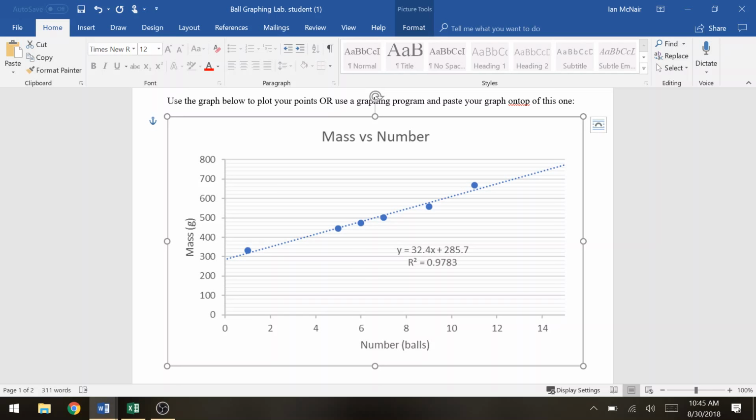What we're going to do, and actually we would call this theoretical, but we're going to say measured now.